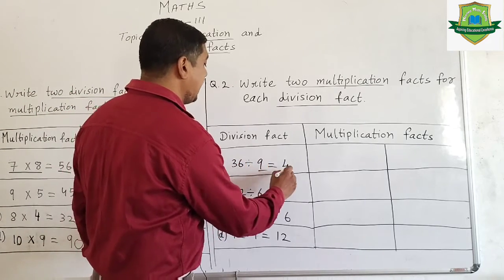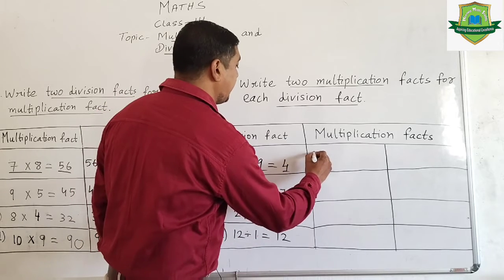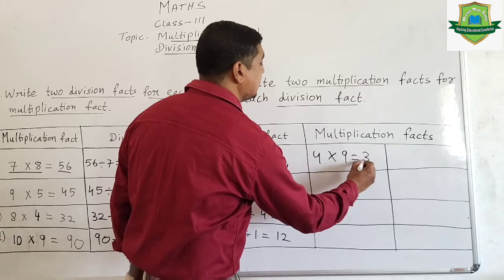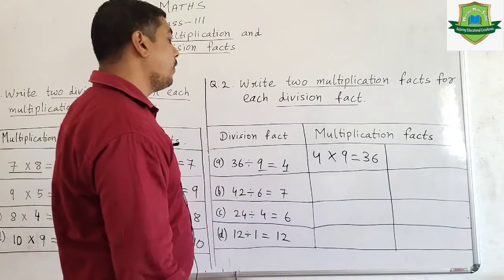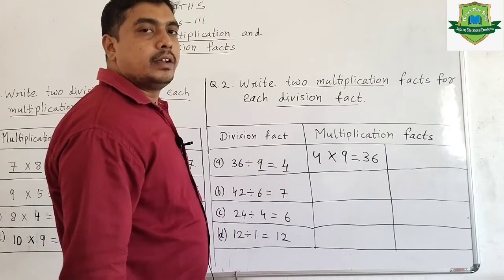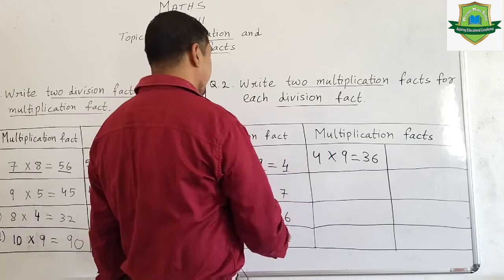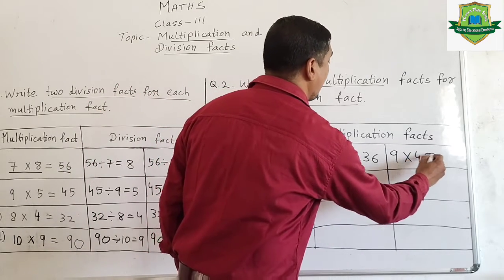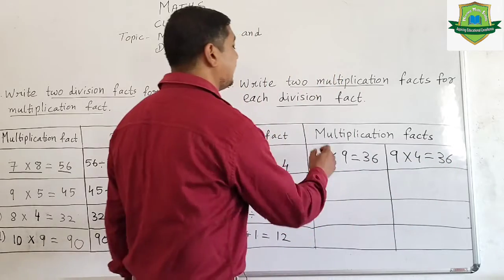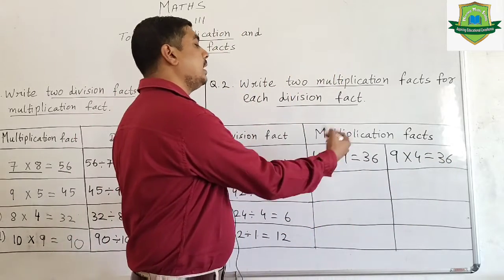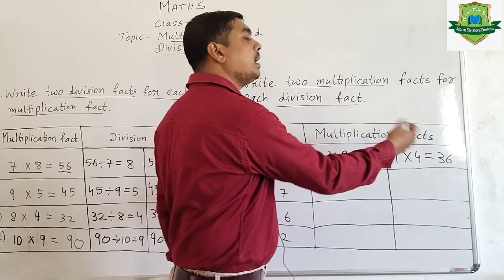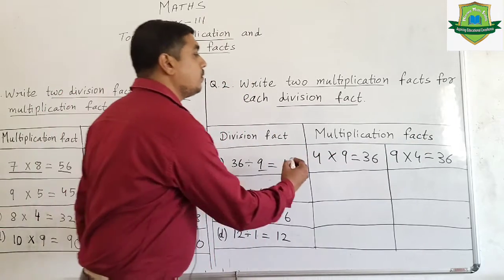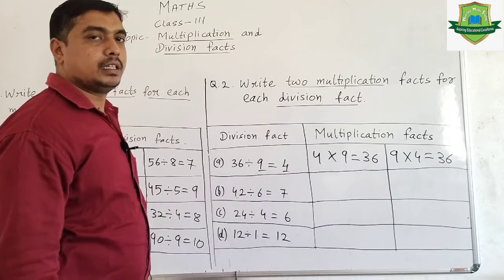Dear, now 9 and 4. When I multiply 4 by 9, I will get 36. So 9 and 4 are my what? Multiplication facts. Now look here, I am writing 9 multiplied by 4 also gives you 36. So either I can multiply 4 by 9, it will give you 36, or 9 by 4, it will again give you 36 only. So this is one multiplication fact.